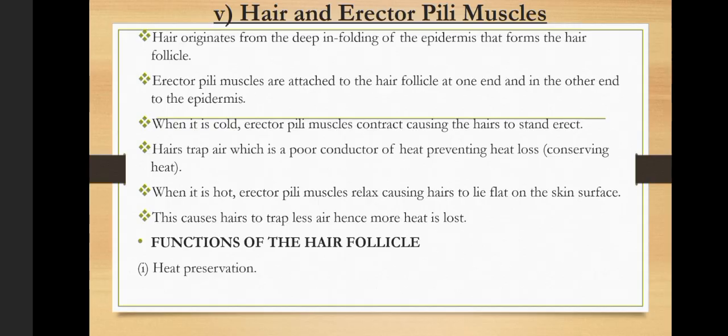At the same time, when the environmental temperatures are very high, the erectile muscles normally relax. Their relaxation will cause the hair to lie flat on the skin. As the hair lies flat on the skin, it will not be able to trap a lot of air within it, and because we shall not be having enough air, which is a poor conductor of heat, a lot of heat will be able to escape from your body, and with that your body temperature will be regulated.